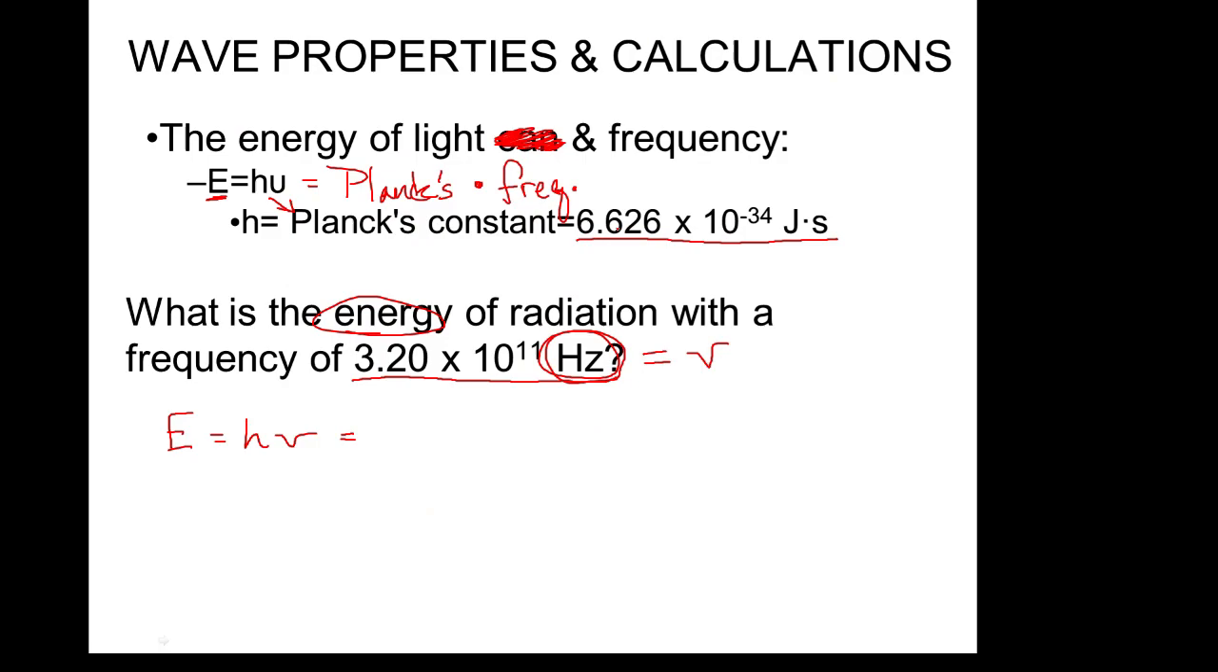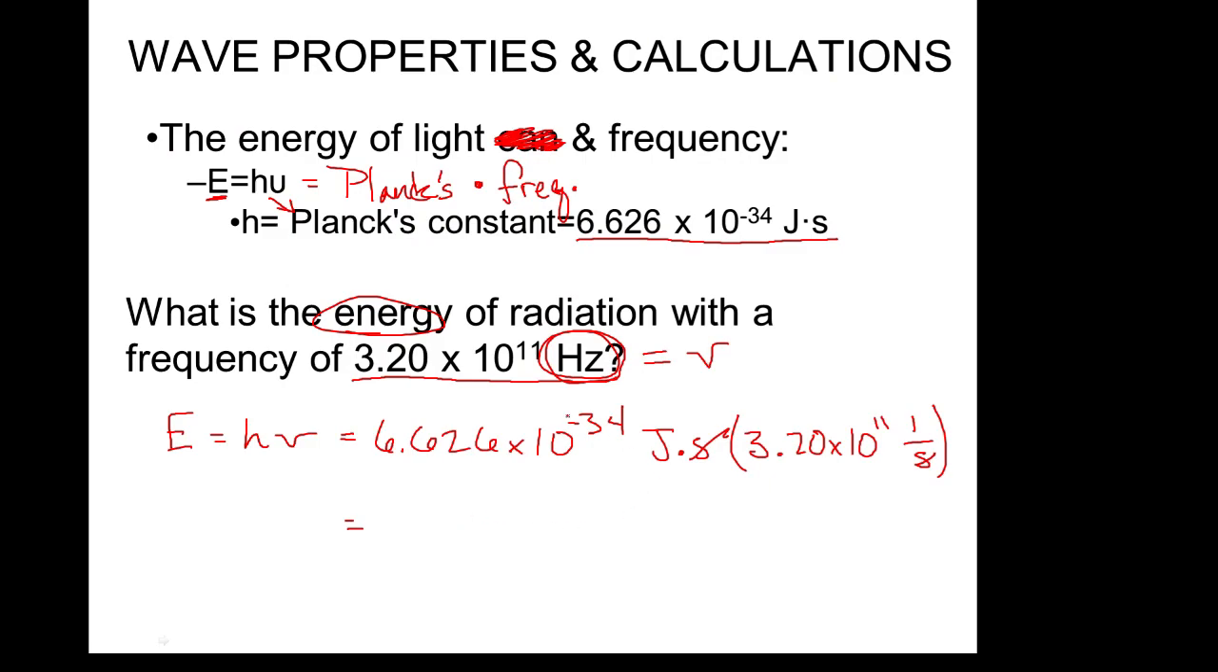So h is Planck's constant, so we're going to take 6.626 times 10 to the minus 34th joules times seconds, and then multiply that by our frequency, 3.20 times 10 to the 11th hertz, or inverse seconds. Now that means the s is on top here and on the bottom here, so those s's cancel and we're just left with joules, which is good because we're looking for energy.